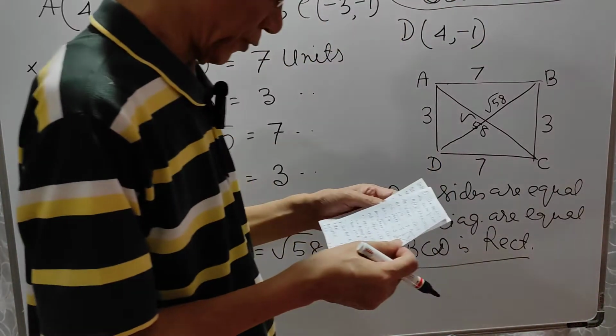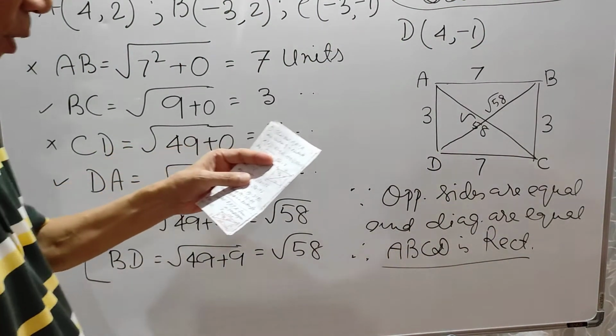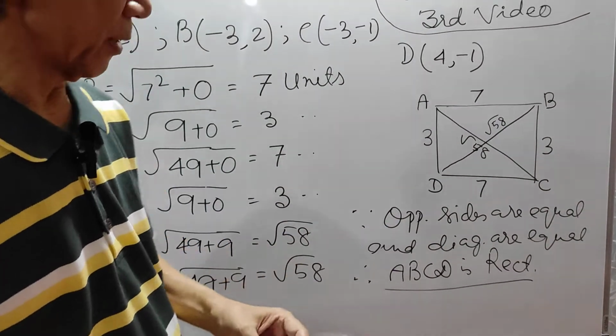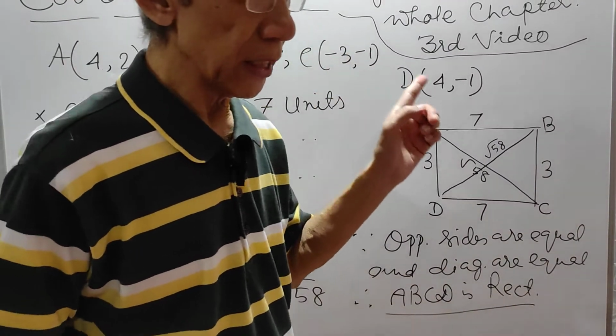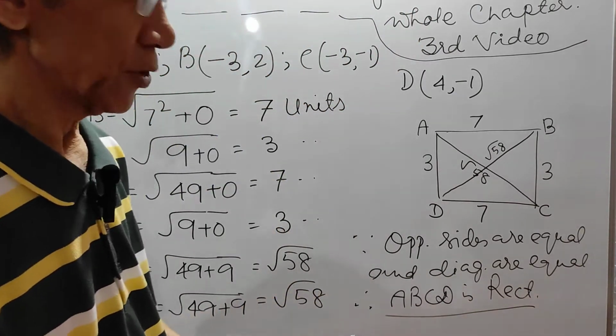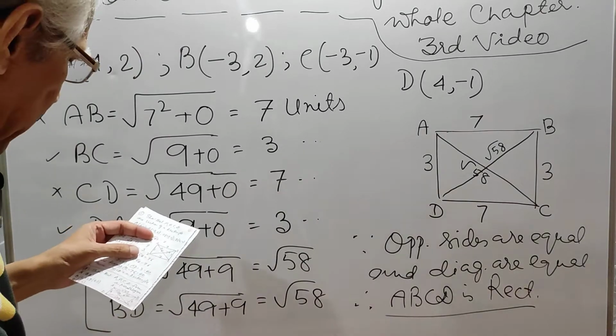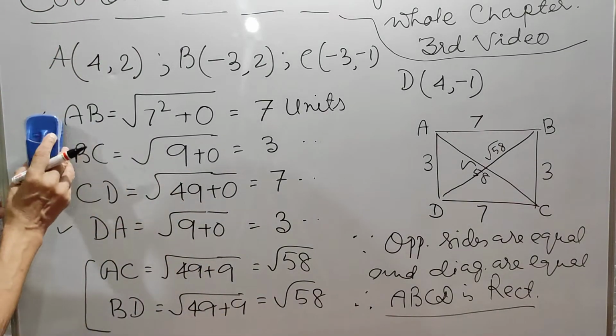Okay, so this was the first example. Now come to the second example. In the second example, we are asked to show a parallelogram. Square we did last time. So today rectangle, then next will be parallelogram.